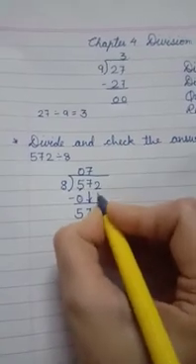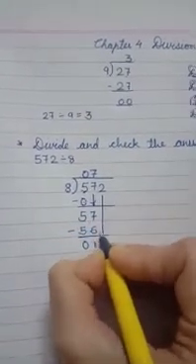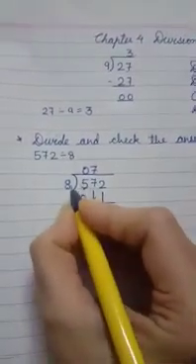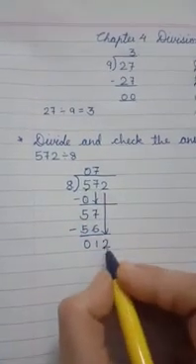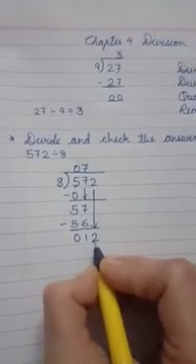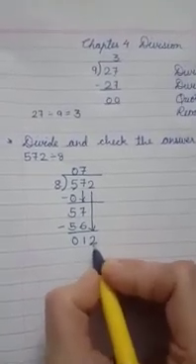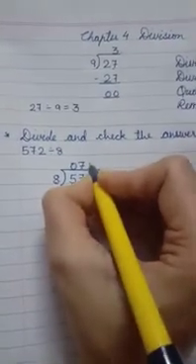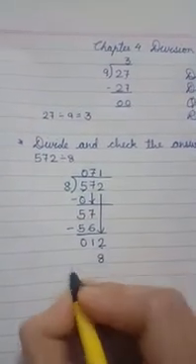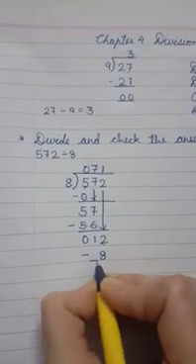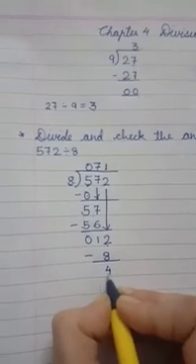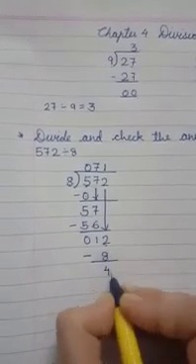Next step, bring down 2 and divide 12 by 8. 8 ones are 8, 8 twos are 16. Since 8 twos are more than 12, so we will take 8 ones are 8. Write 1 in the ones place of the quotient and 8 below 12. Subtract 8 from 12. Answer is 4. 12 minus 8 is 4.